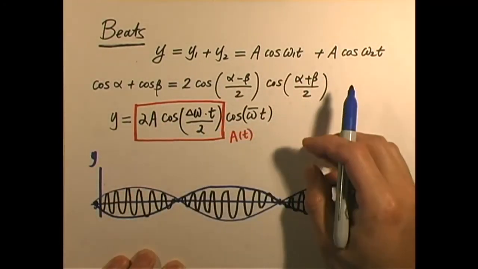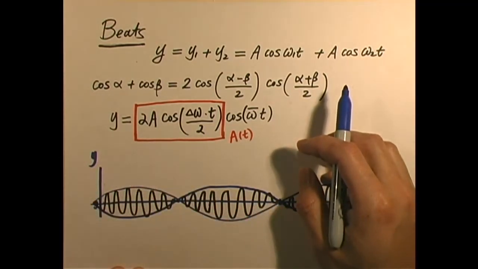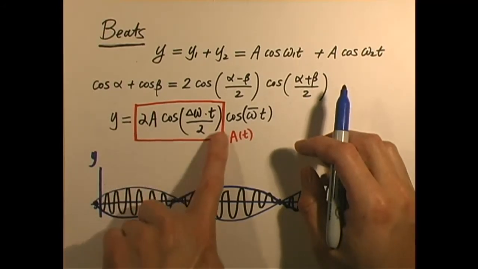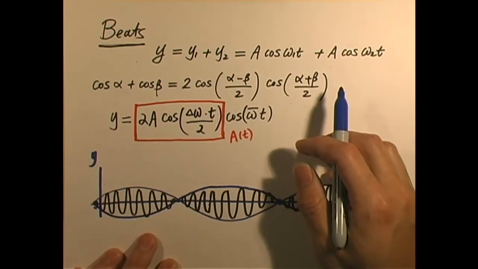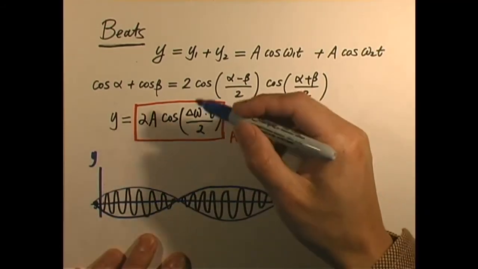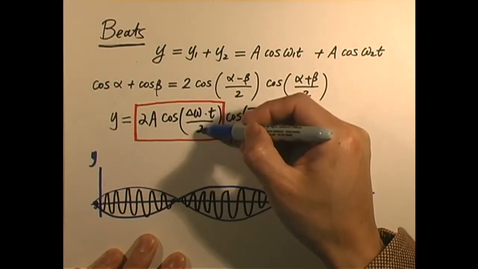So in other words, the phase angle of this cosine function, between here and there, is 2 pi. That would be the period of this particular cosine function. So what is the period of this particular cosine function? The angular frequency of this term is delta omega over 2, right?